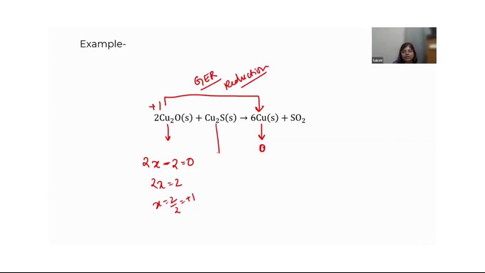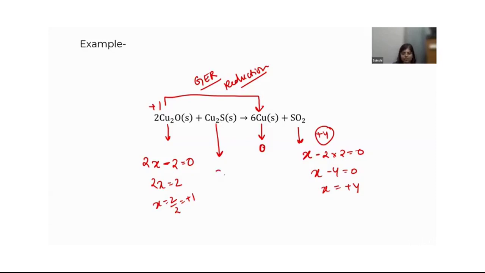So let us calculate here for sulfur. Let us calculate first here. So sulfur is x minus 2 into 2 is equal to 0. So x minus 4 is equal to 0. So sulfur here is equal to +4. Okay.